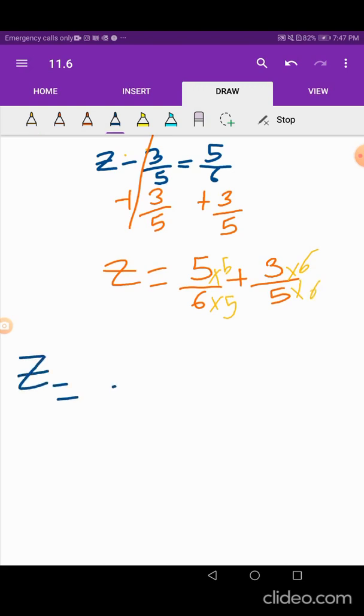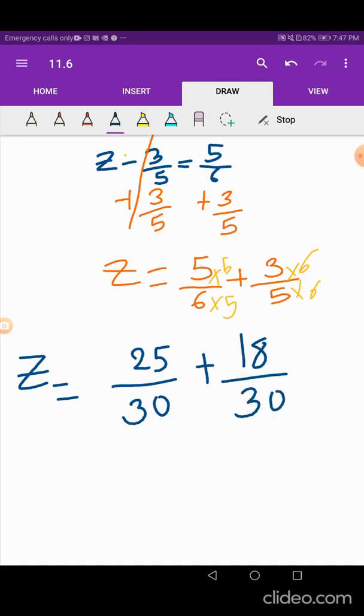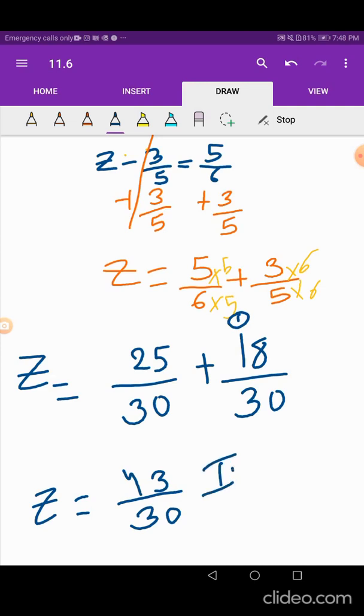So z equals 5 times 5 is 25, 6 times 5 is 30, plus 3 times 6 is 18, and 5 times 6 is 30. Remember, we don't add the denominators, we keep them as they are, which is 30. And 25 plus 18, 8 plus 5 is 13, 1 plus 2 is 3... so 43 over 30. This is an improper fraction.